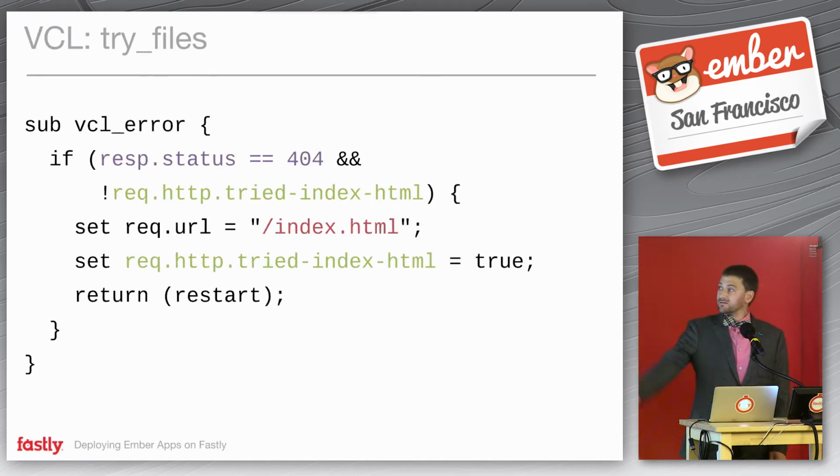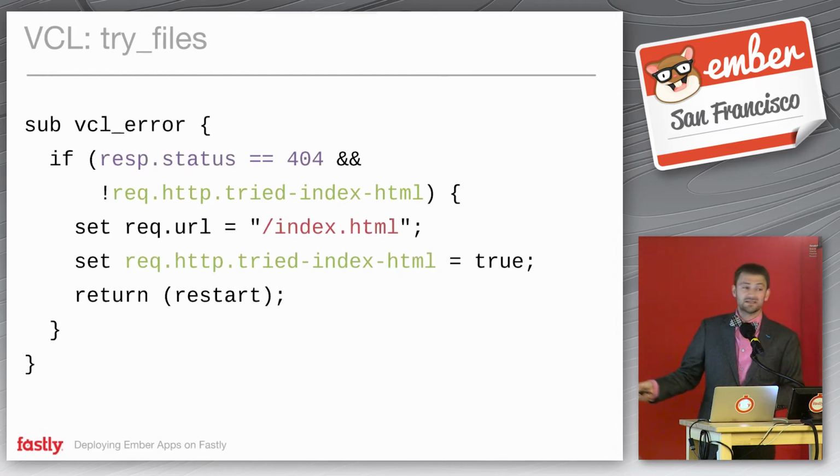This is how you write that in VCL. So it's a little longer than the Nginx because there isn't a built-in module, but it's pretty straightforward. So in the error hook, we got a request for /billing. We went to S3. There's no asset called billing, so we come down here to VCL error with a 404, and we set the URL to index.html, and then we just use this little marker header to prevent ourselves from infinitely looping in case index.html doesn't exist.